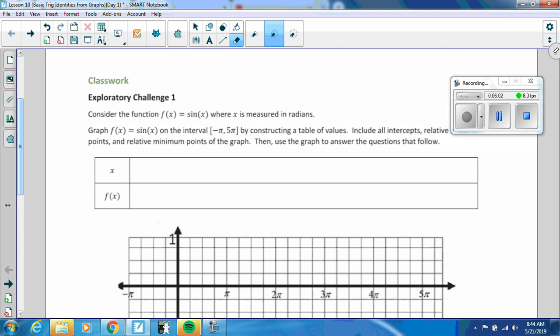Good, Nick. Nick's on point. Yes, you do. And this was part of your homework for today. How about this point right here? How many radians is that? How many degrees is this? 90. And how many radians did we just find 90 degrees to be equal to? Pi over 2. So this is pi over 2 radians. What are the coordinates of this point? 0, 1.